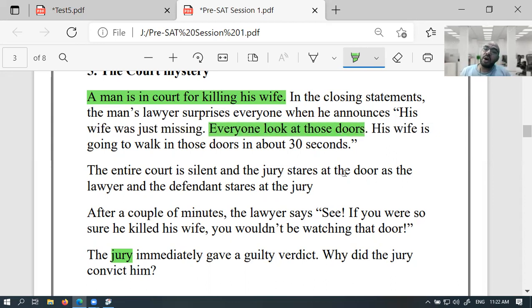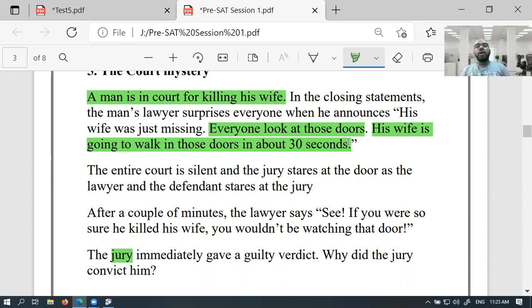Everyone look at the door, please. The man's wife is going to walk in those doors in about 30 seconds. See the trick now. He said, I am the lawyer now. I'm defending someone who was suspected to be a murderer of his wife.